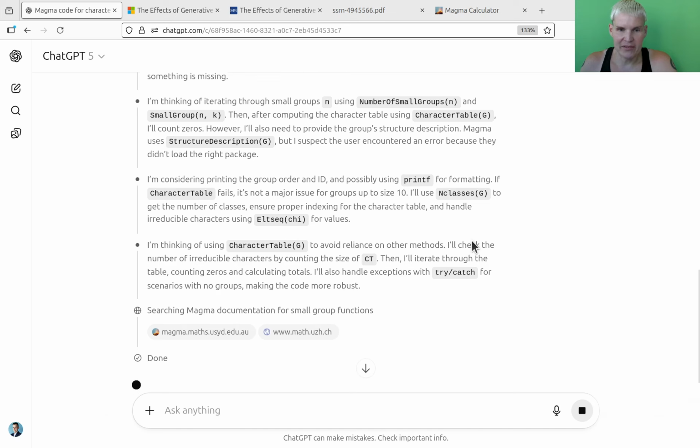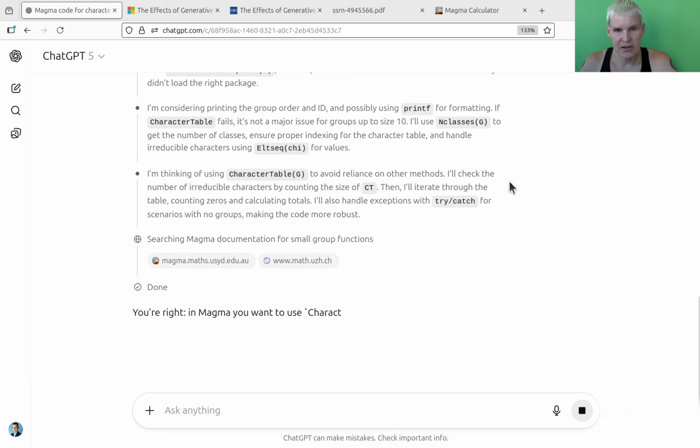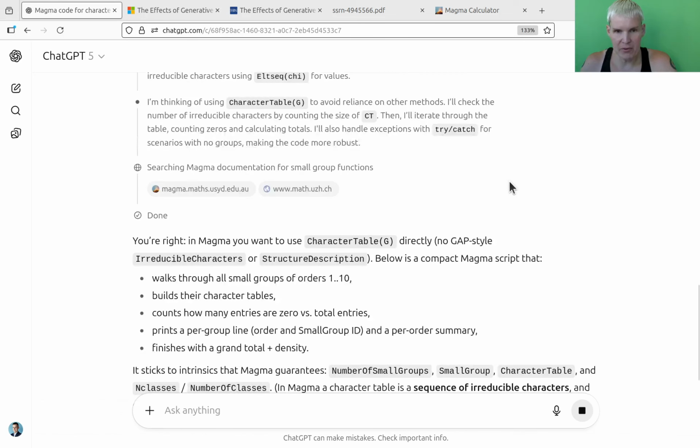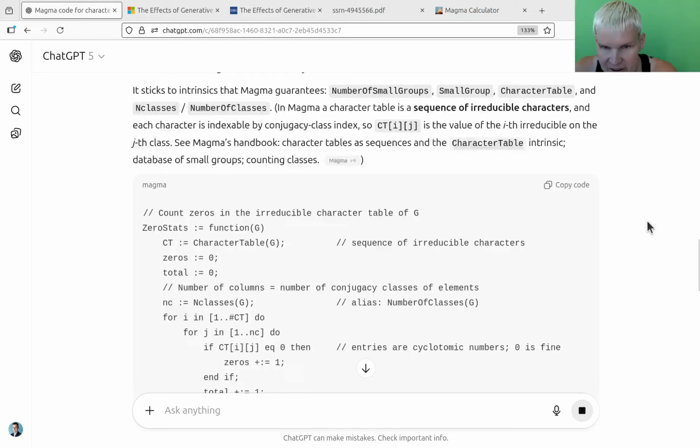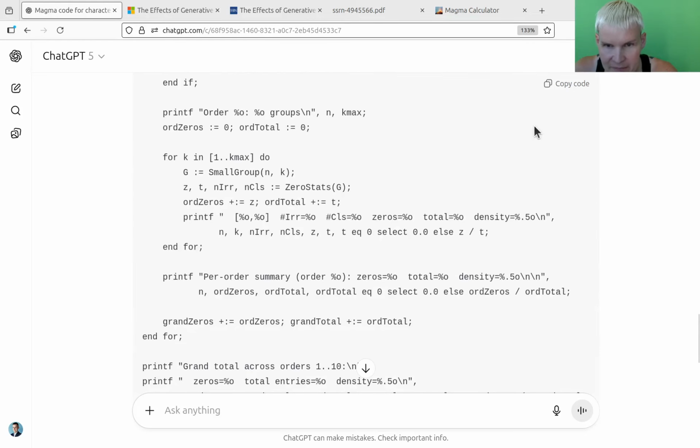But okay, done. Let's see. You're right. In Magma, you want to use character table, not the GAP-style irreducible characters. Yes, exactly. Character table, that looks fine. And see, character table I J, right? Yeah, exactly, that looks fine. So let's see whether this actually works.